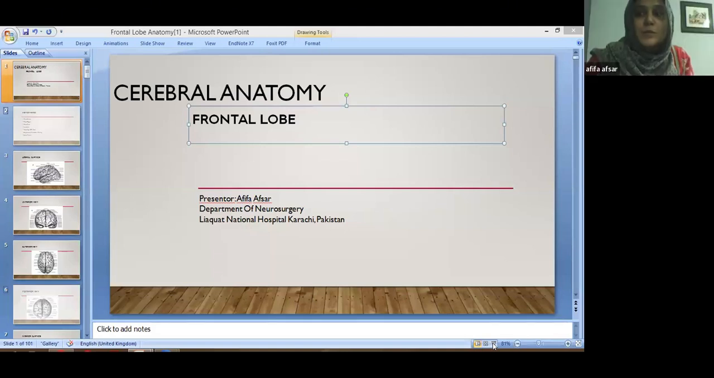All right. So the topic that we'll be discussing today would be cerebral anatomy of the frontal lobe. Without further ado, we'll be starting. As we all know, all the hemispheres of the brain have certain surfaces. We have a lateral surface, a medial surface, a superior view, and an inferior view, which is also called the basal surface. To begin with, we have the lateral surface.